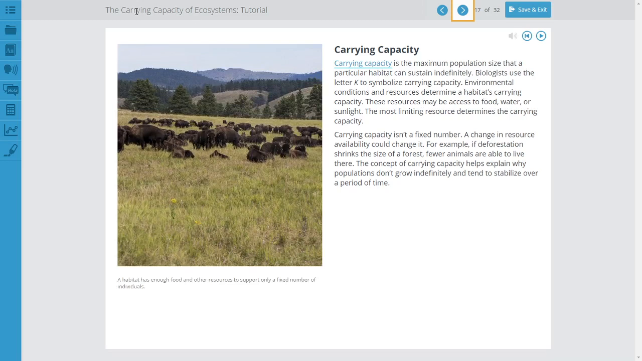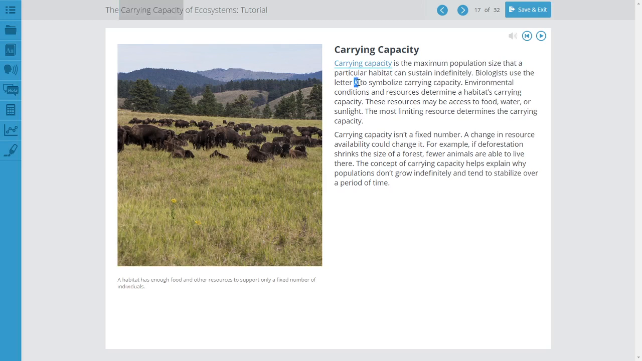That's the title of this thing, the carrying capacity of ecosystems. Well, carrying capacity is pretty simple. What's the maximum number of a population that a particular habitat can sustain indefinitely? This field looks like Wyoming, maybe, this large field, God knows how big it is, but it can sustain that many buffalo, right?